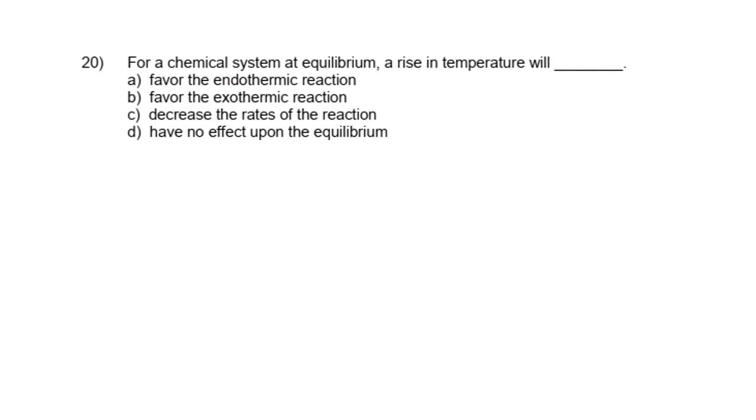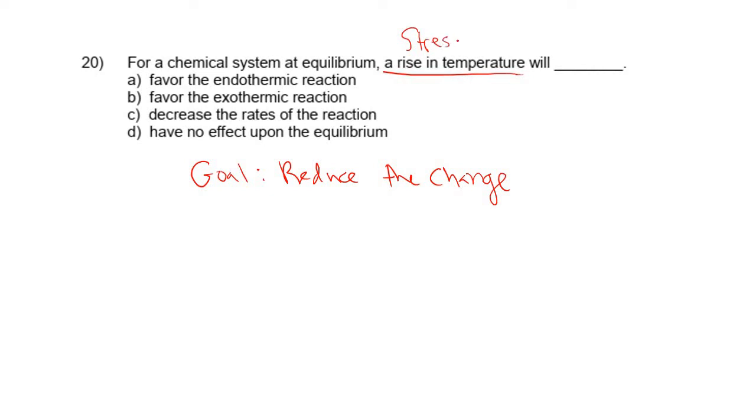Next up, number 20. A rise in temperature is going to do what? So remember, the goal. Reduce the change. Right? So if I increase the temperature, that's my stress, I want to respond in a way that's going to bring the temperature back down. So I'm going to favor the endothermic reaction because remember, endothermic gets cold. So that's going to bring the temperature back down and reduce the change.